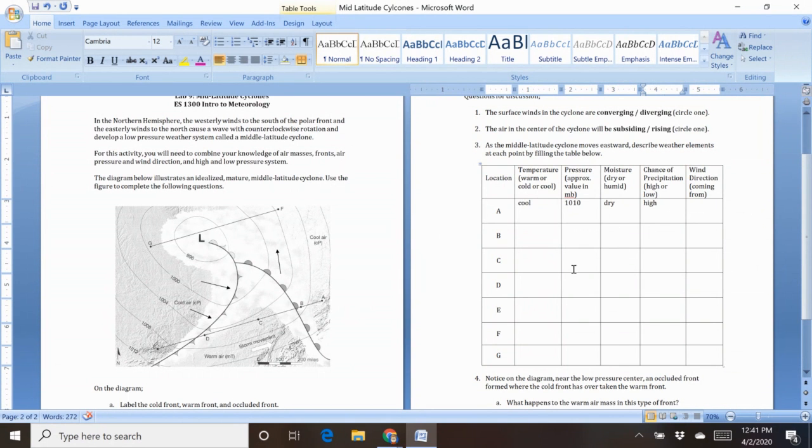And then finally, the wind direction. Well, notice all of the wind arrows that I put in back here behind this cold front.